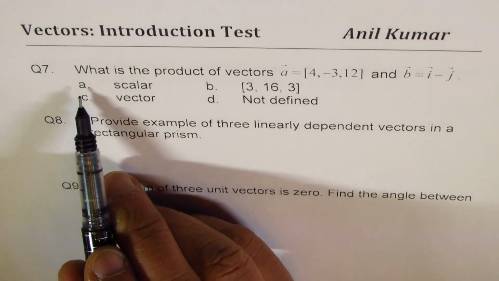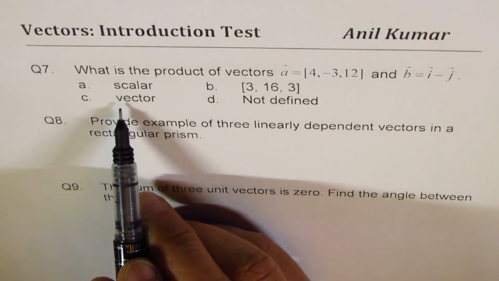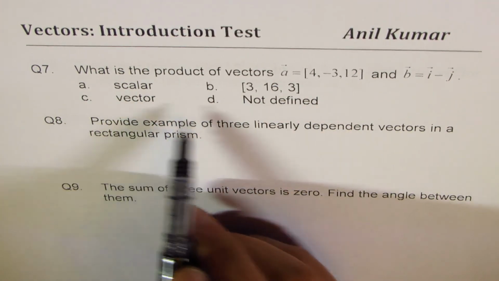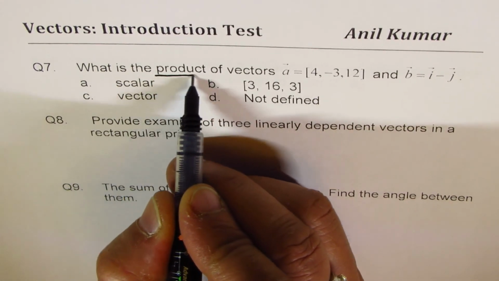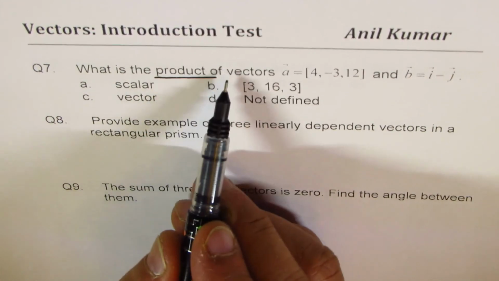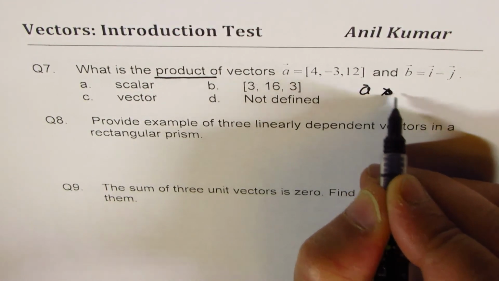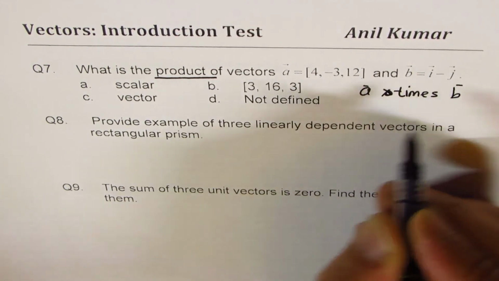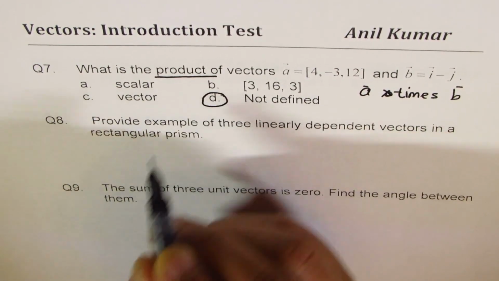Question number 7. What is the product of vectors A and B? Four choices: scalar, a general vector, or it is not defined. We are not saying scalar product, dot product, or cross product. We're just saying product. That means what is A times B? Now in vectors, product is not defined, so the option is D, right?